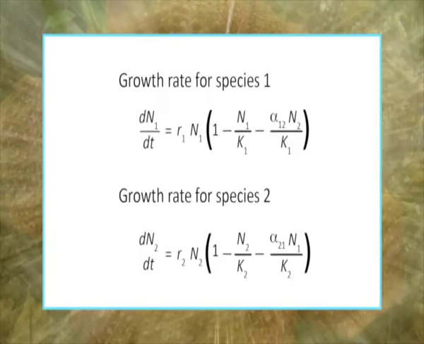Modified logistic equations are represented as this. dN1/dt = r1 N1 (K1 - N1 - alpha 1 2 N2)/K1. dN2/dt = r2 N2 (K2 - N2 - alpha 2 1 N1)/K2, where N1 is the number of individuals of species 1, N2 is the number of individuals of species 2, r1 the intrinsic rate of increase of species 1, r2 the intrinsic rate of increase of species 2, K1 the carrying capacity of species 1, K2 the carrying capacity of species 2, alpha 1 2 the competition coefficient, effect of species 2 on species 1, alpha 2 1 effect of species 1 on species 2, and t the time.